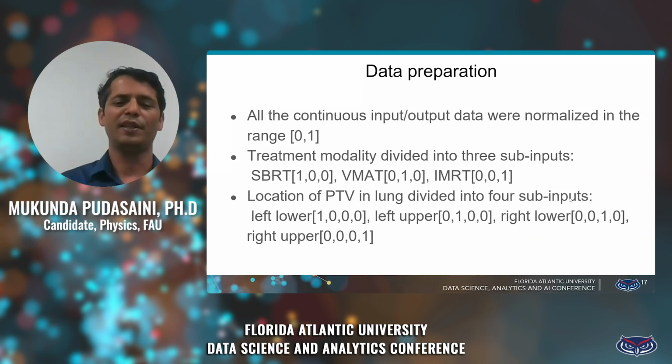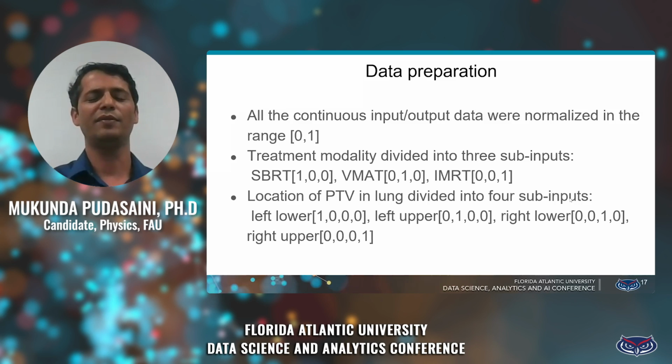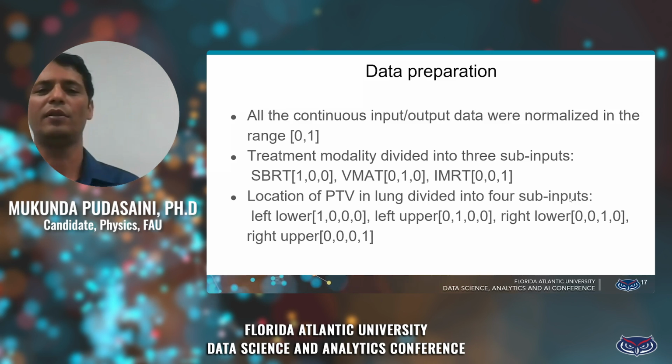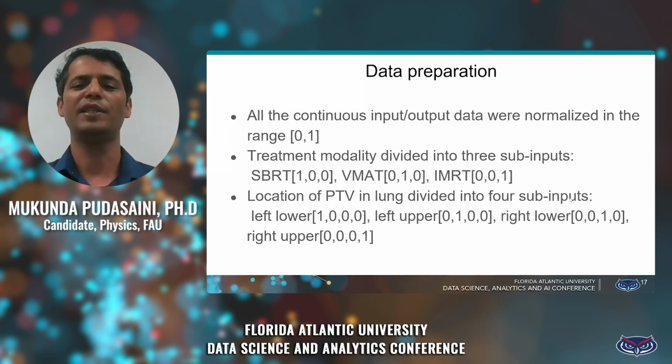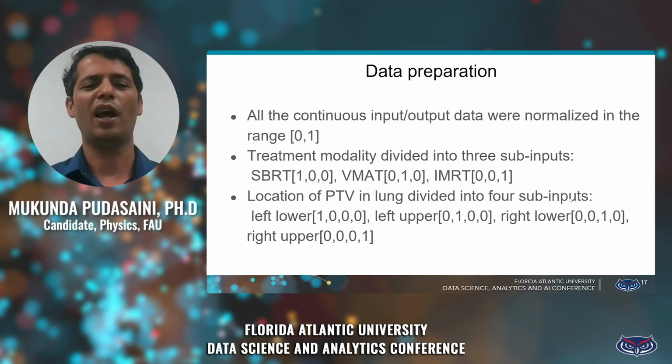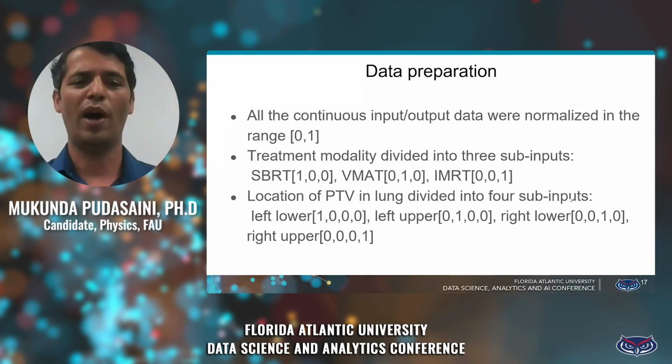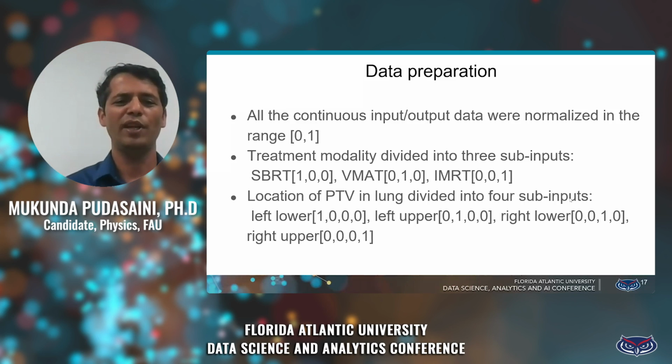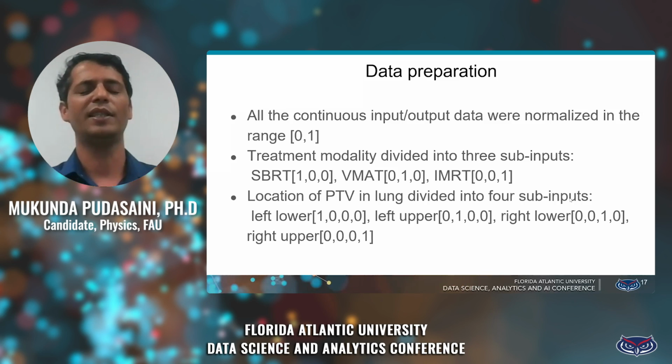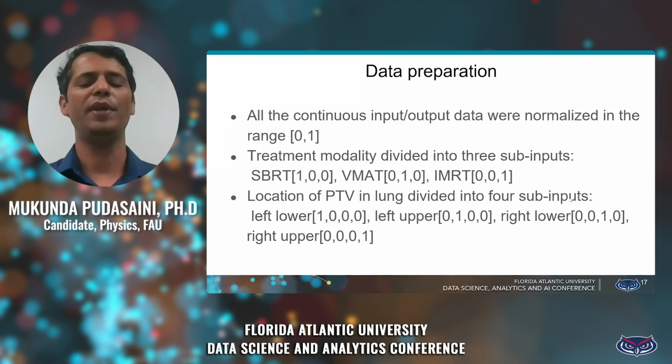For the data preparation, our data is ranging from very high values to very low values. The NTCPs obtained sometimes were in the order of 10 to the power minus 13, and the total delivered dose was going up to like 6,000 centigray. So to make the inputs and outputs consistent, we normalize all the continuous input and output data in the range 0 to 1.